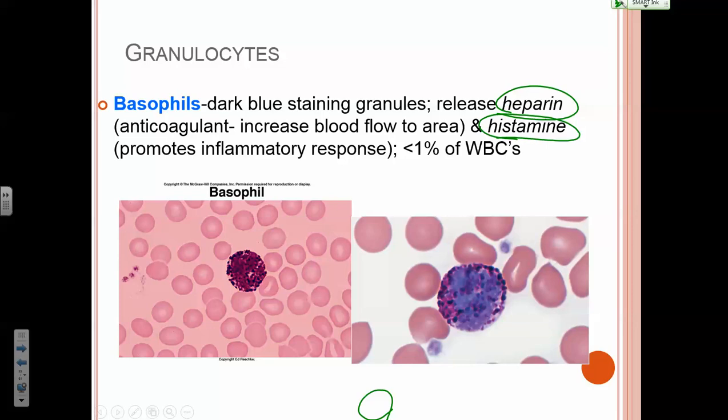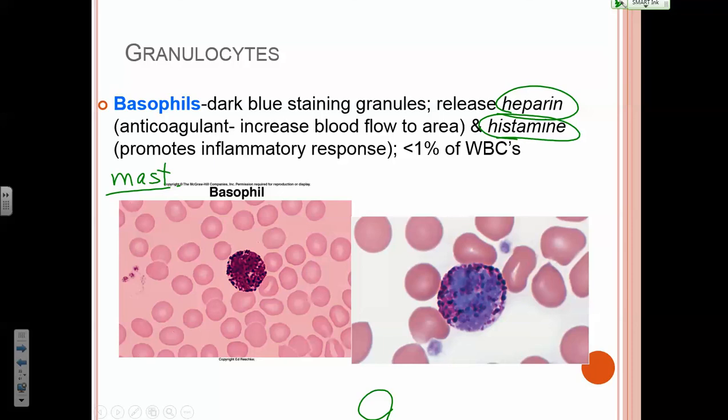Histamine is a chemical we've talked about possibly in the past that promotes the inflammatory response. Maybe you remember this, in A&P1 when you studied connective tissues? One type of connective tissue cell was called a mast cell. A mast cell produced heparin and histamine. But it's like a basophil, but it just sits out in your tissues instead of in your bloodstream. Okay, but it does the same thing.